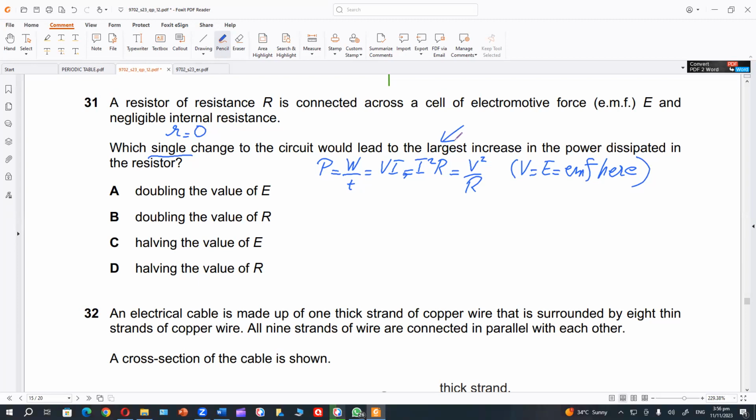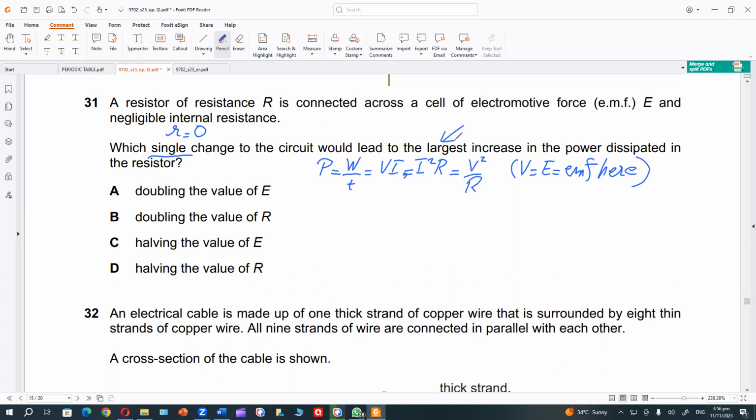So it will be either A or D, right? Either A or B. Largest increase. So C or D should be cancelled. No, actually, A and D, right?